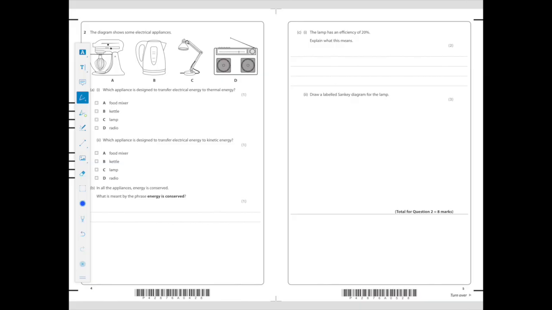In all appliances, energy is conserved. What is meant by the phrase energy is conserved? And that is that energy cannot be created or destroyed. It is simply converted from one form into another.